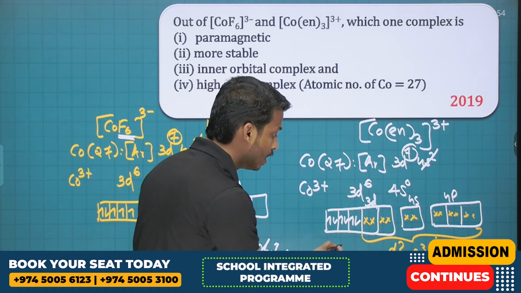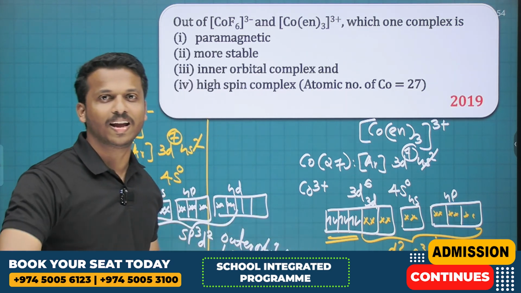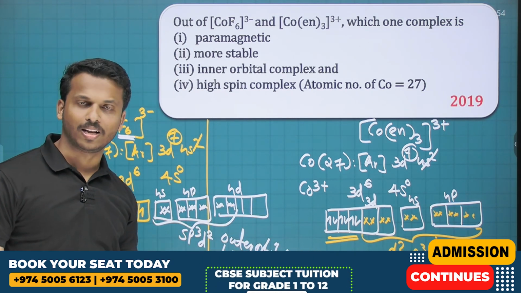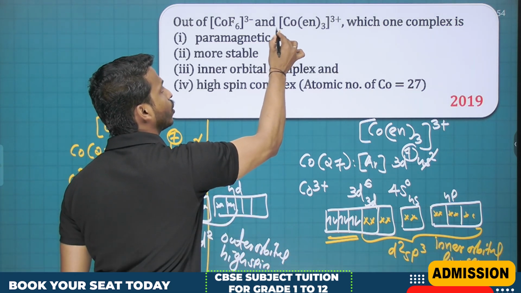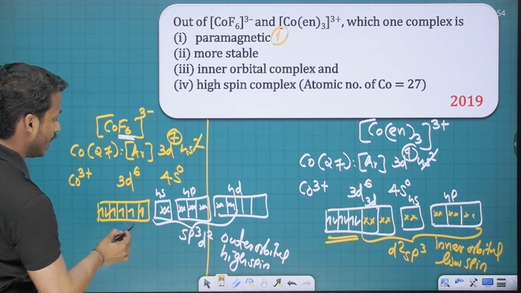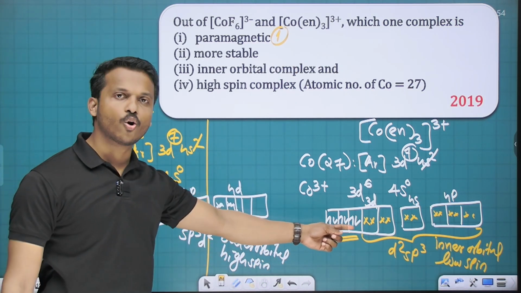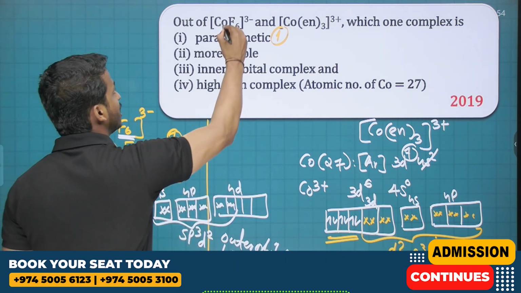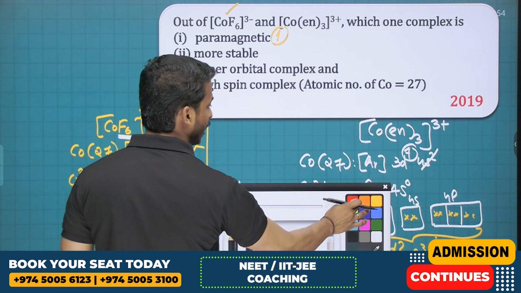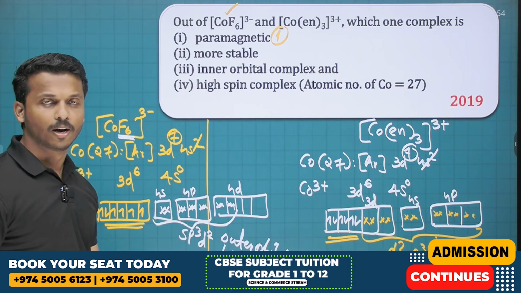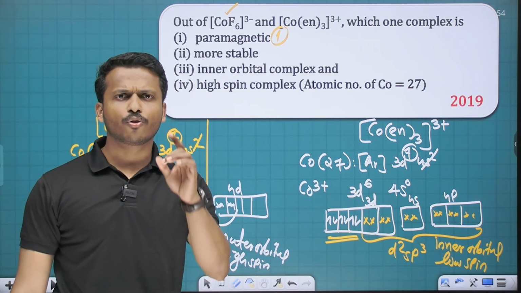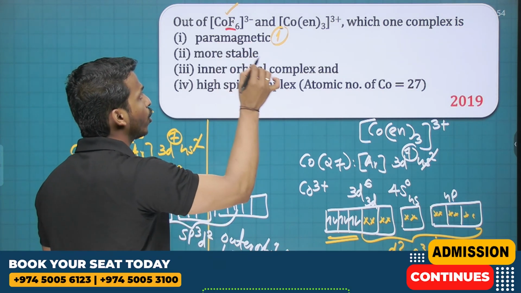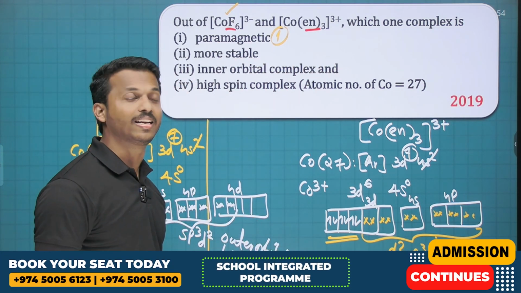Why is it called low spin? See, the inner orbitals are paired. Correct. Now let us go for the question. Which one is paramagnetic? Paramagnetic means they should contain unpaired electrons. You see, here more unpaired electrons, here no unpaired electrons. So this is paramagnetic, this is diamagnetic. Second question, which is more stable? Stability question, if they ask you, first you check whether there is a chelating ligand or not. Fluorine is a monodentate ligand, but en is a chelating ligand.